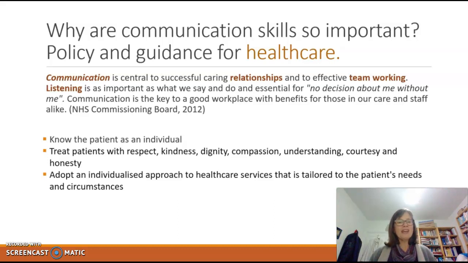No decision without me, about me without me, comes from Liberating the NHS. Greater choice, greater control for patients. And that's back in 2012. And as you go through, you're going to see a lot of the same kind of statements across different documents, whether it's from the NICE guidance or from NHS, Department of Health. They're all pretty much similar terms that you're going to see.